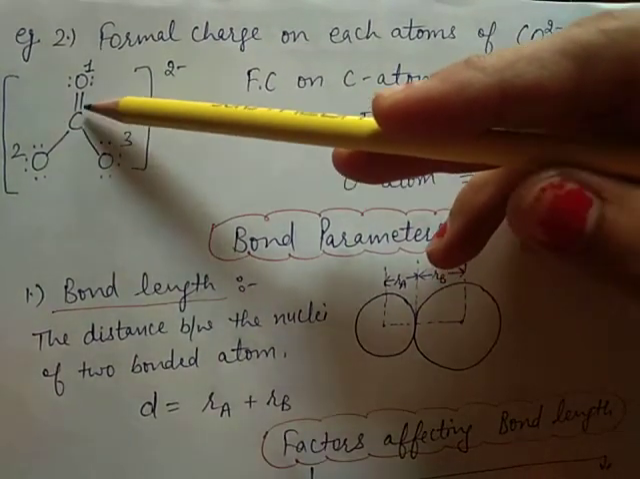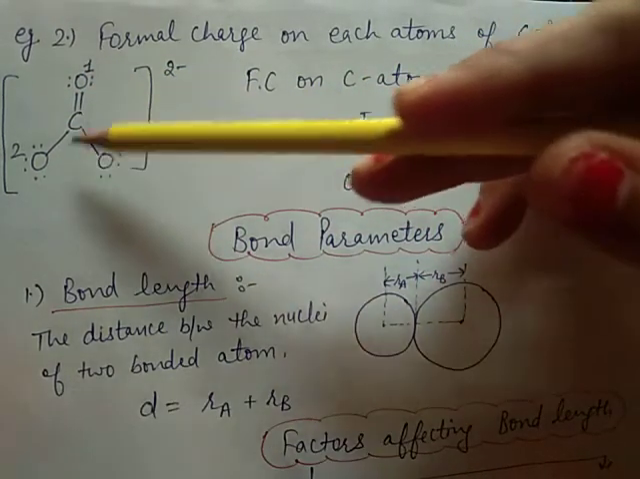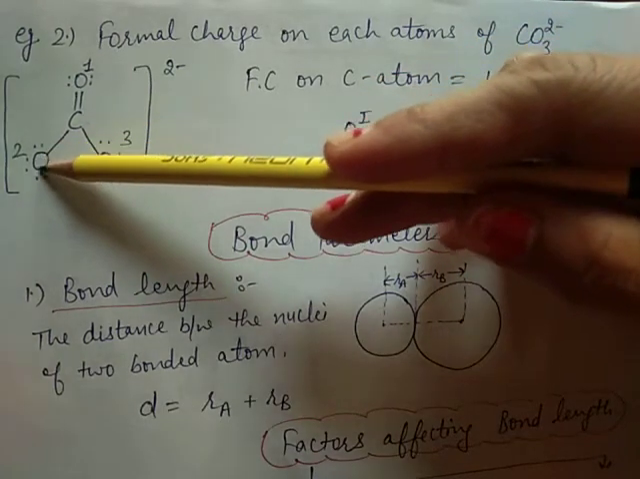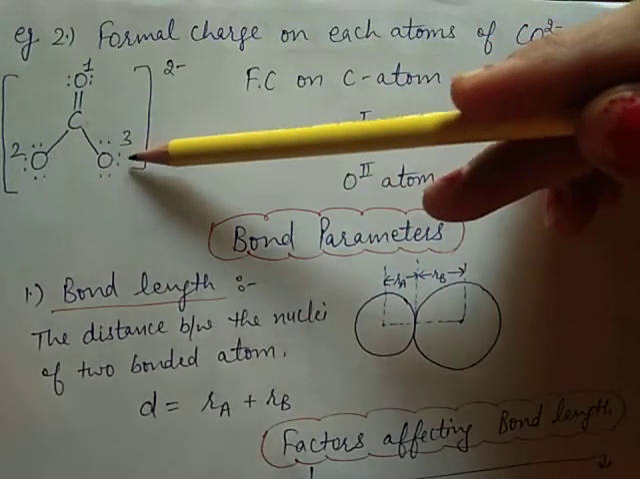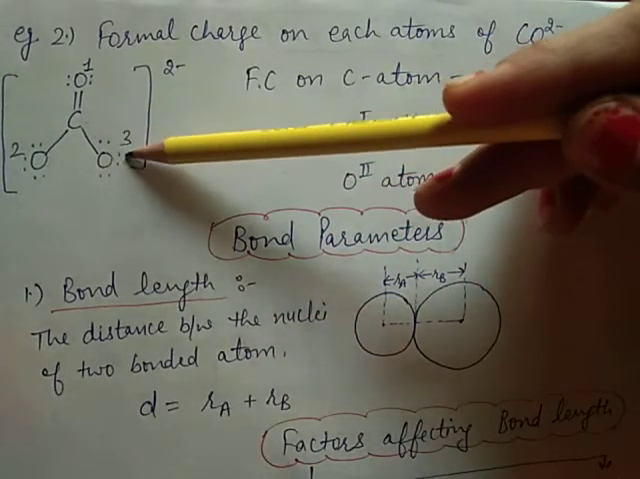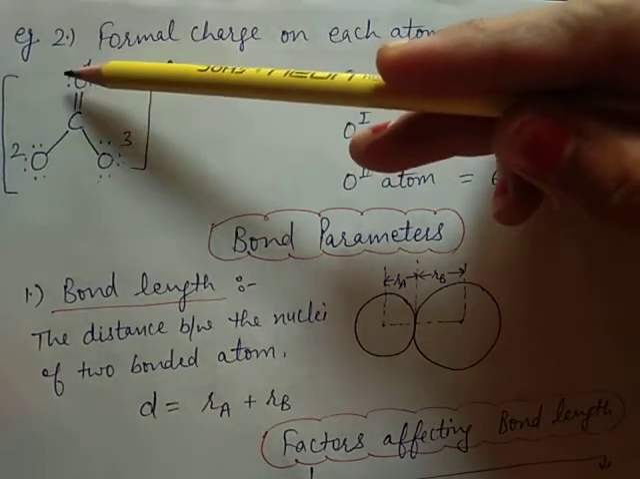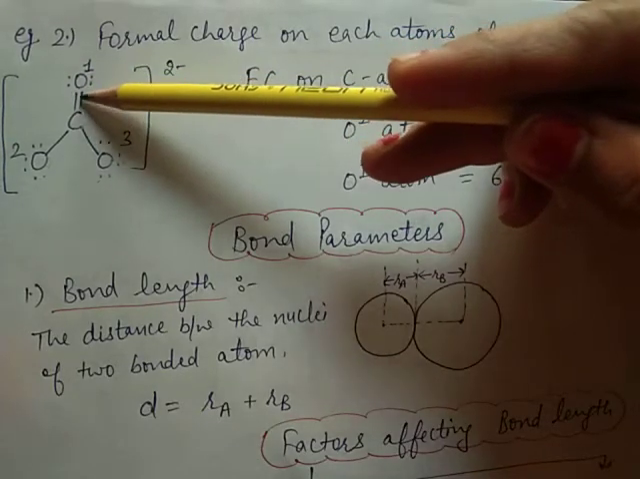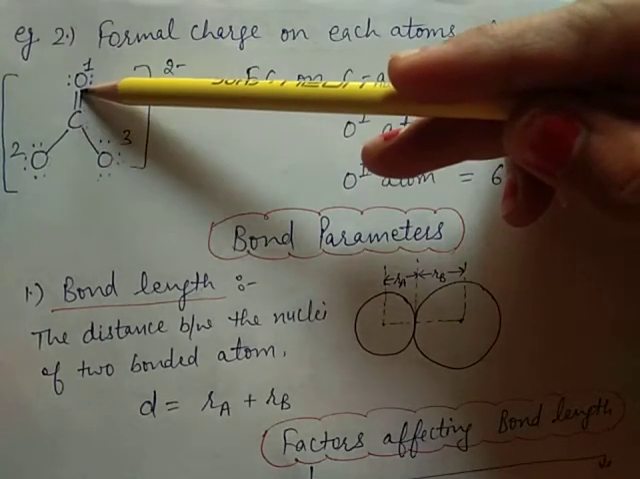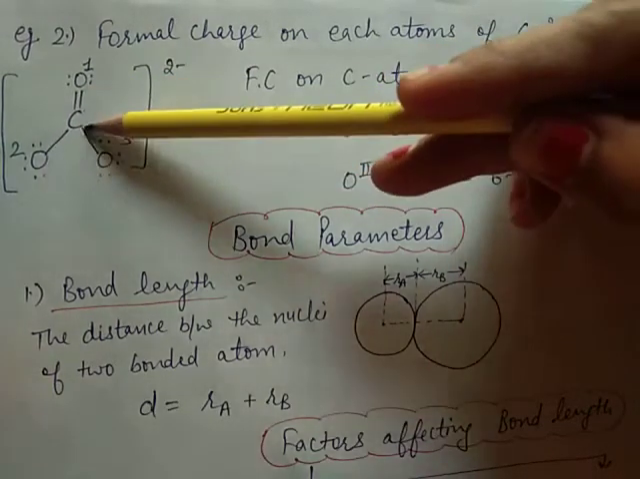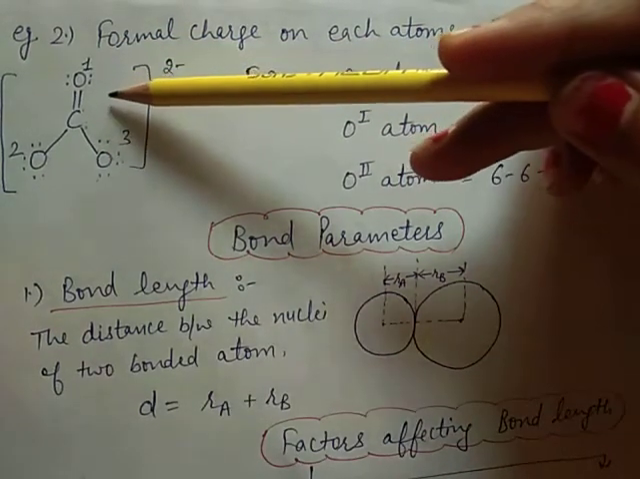This is carbon, and three oxygen atoms are attached to the carbon. This oxygen atom has a complete octet: 1, 2, 3, 4, 5, 6, 7 and 8. This oxygen atom also has a complete octet, and this oxygen atom also. And this carbon also has 8. This means all atoms have completed the octet. So this is the Lewis dot structure.